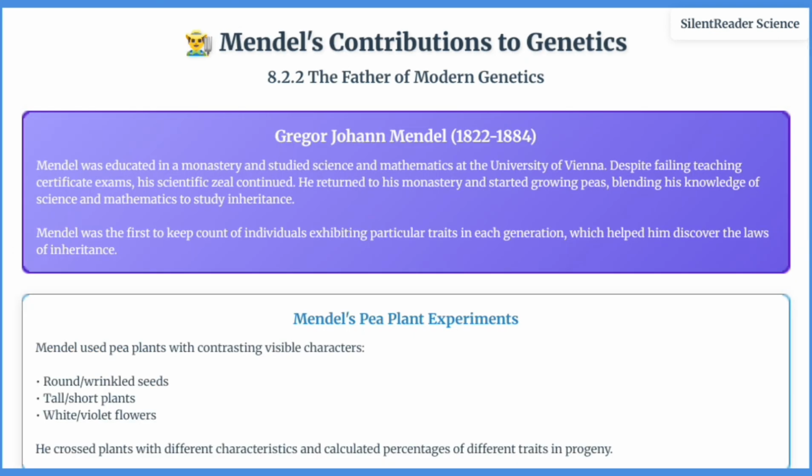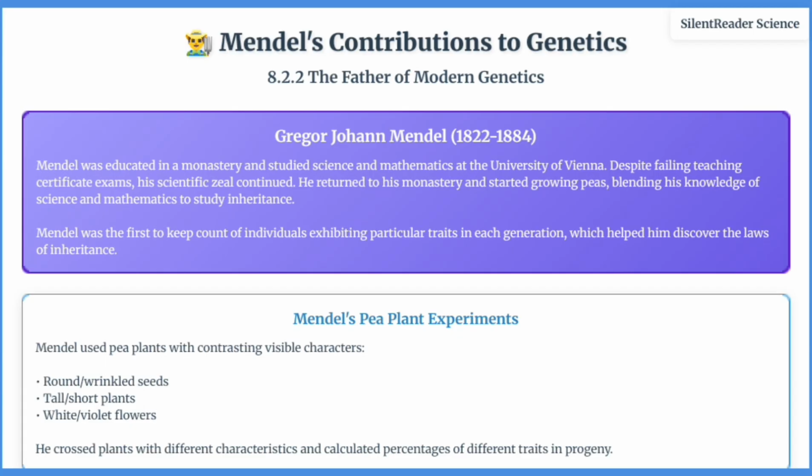Gregor Johann Mendel, known as the father of genetics, was an Austrian monk who conducted groundbreaking experiments with pea plants in the 19th century. Despite failing his teaching certificate exams, his scientific curiosity led him to study inheritance patterns systematically. Mendel grew pea plants with contrasting visible characters like round versus wrinkled seeds, tall versus short plants, and white versus violet flowers. He carefully crossed plants with different characteristics and kept precise counts of the traits in each generation.